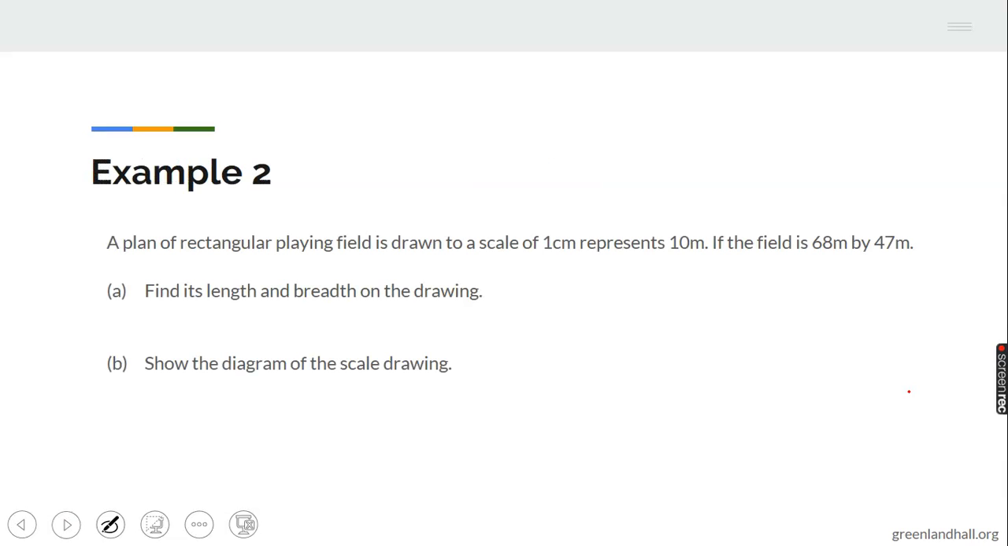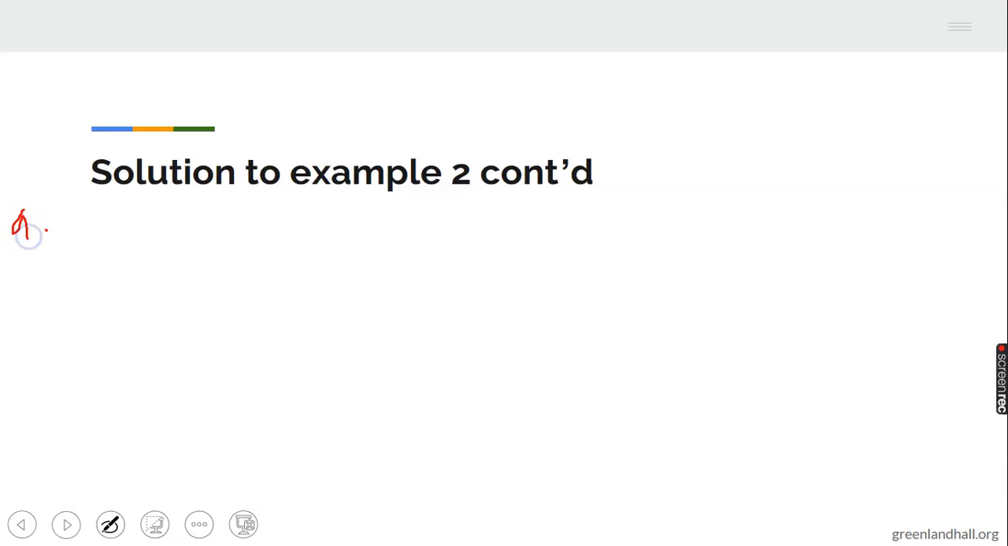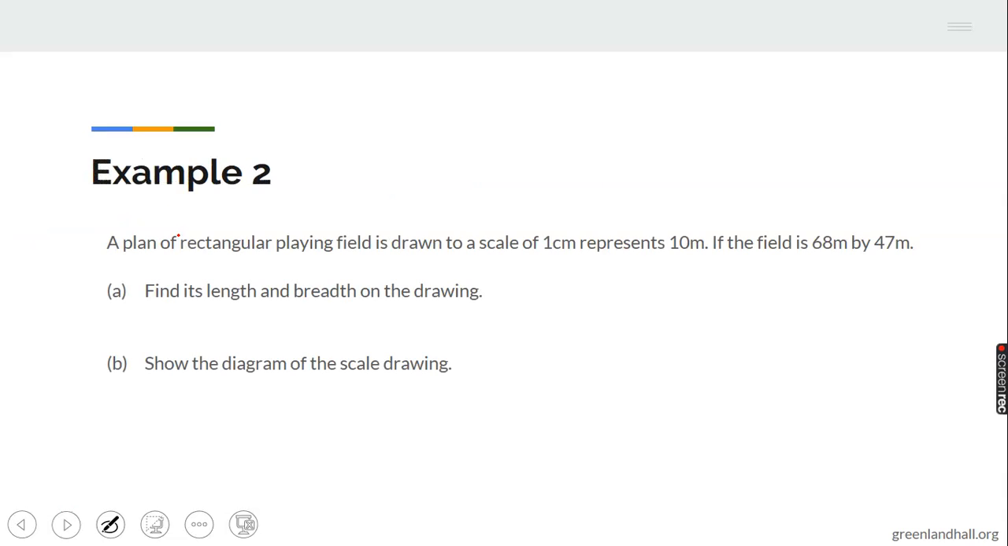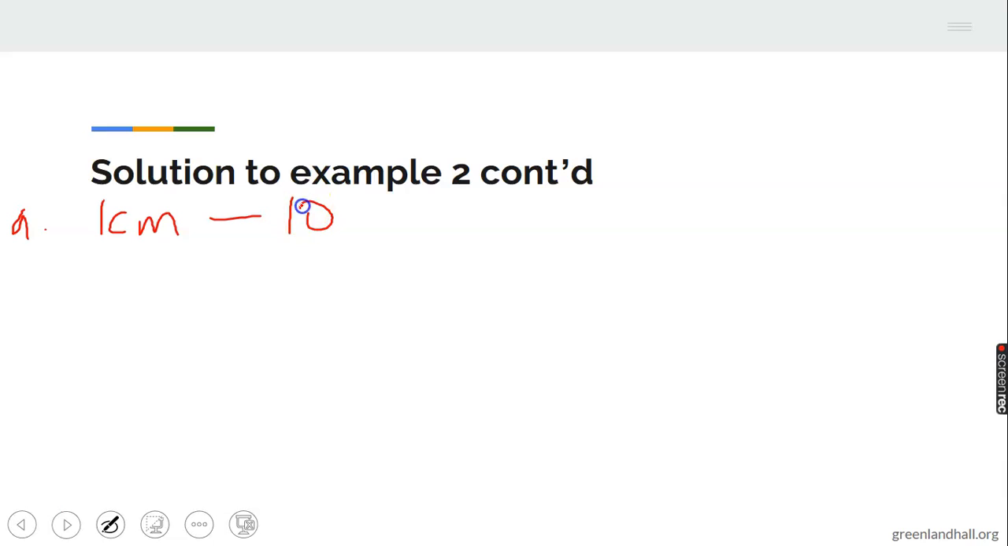Now, note 1 centimeter represents what? 10 meters. And we have 68 meters by 47 meters. Now, 1 centimeter, is it 1 or 10? Okay, 1 centimeter is 10 meters. So that means 1 meter will be 1 over 10 centimeters. That is very true. Then if you're having 68 meters, that will be in centimeters now.